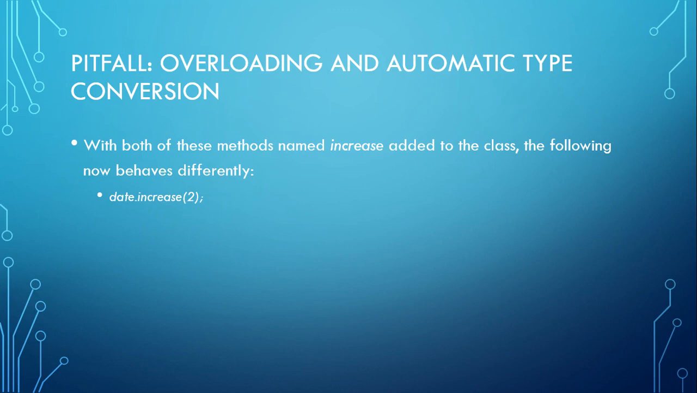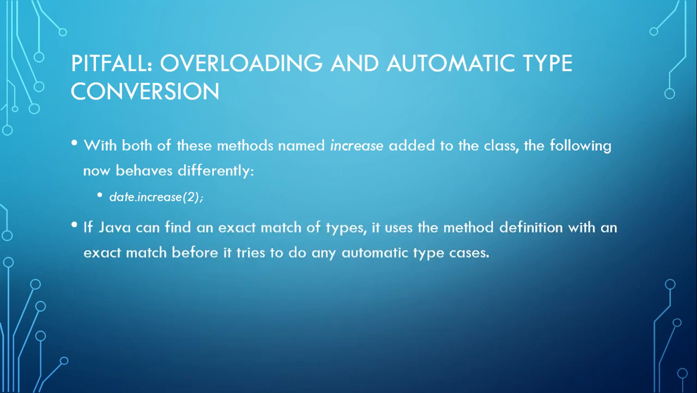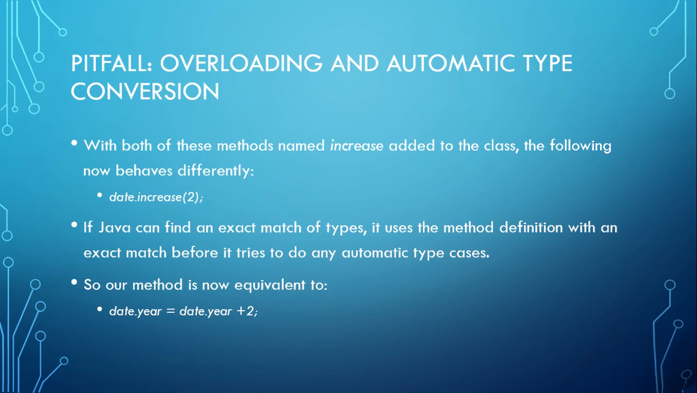Now, with both these methods named increase added to the class, the following now behaves a little differently. So date.increase(2) is going to behave slightly different. This is why, because if Java finds an exact match of types, it uses the method definition with an exact match before it tries to do any conversion. So our method call is now equivalent to date.year = date.year + 2. Remember before it was 2.0 with the int conversion and stuff like that, but now it doesn't need to because it's using the int method.